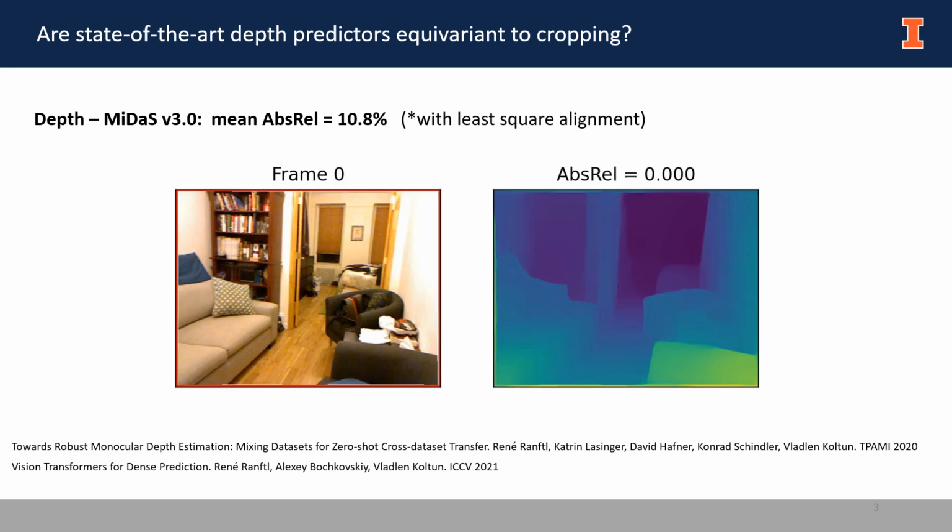Are state-of-the-art depth predictors equivariant to cropping? Let's look at this famous MiDaS depth prediction network. As I vary the input crop, the output depth prediction actually varies a lot. Notice that I have already least-squares aligned the predictions, so the effect of camera center and size change is already accounted for.